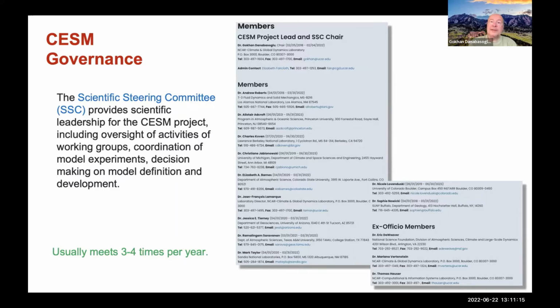Depending upon the level of effort needed, or if something is really trivial to decide, which in most circumstances is usually the case, I have the authority from the SSC to essentially run day-to-day operations of CESM. But if there is something big, then I seek guidance and advice essentially from the SSC.